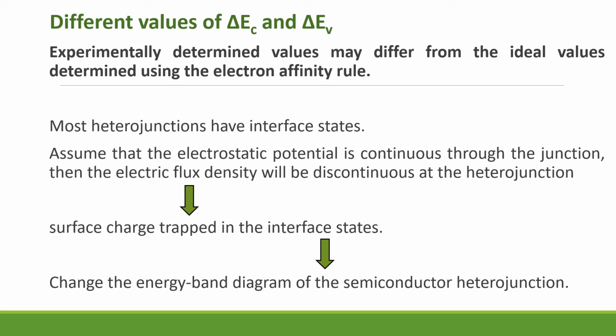The experimentally determined values of delta EC and delta EV may differ from the ideal values determined using the electron affinity rule. One possible explanation for this difference is that most heterojunctions have interface states. If we assume that the electrostatic potential is continuous through the junction, then the electric flux density will be discontinuous at the heterojunction due to the surface charge trapped in the interface states. The interface states will then change the energy band diagram of the semiconductor heterojunction.